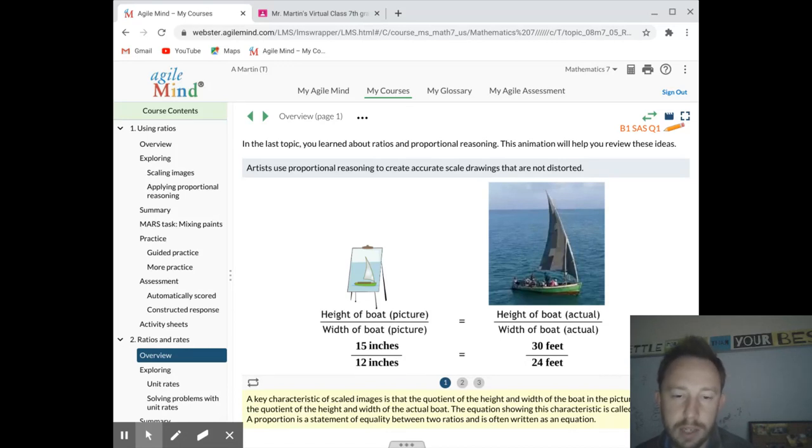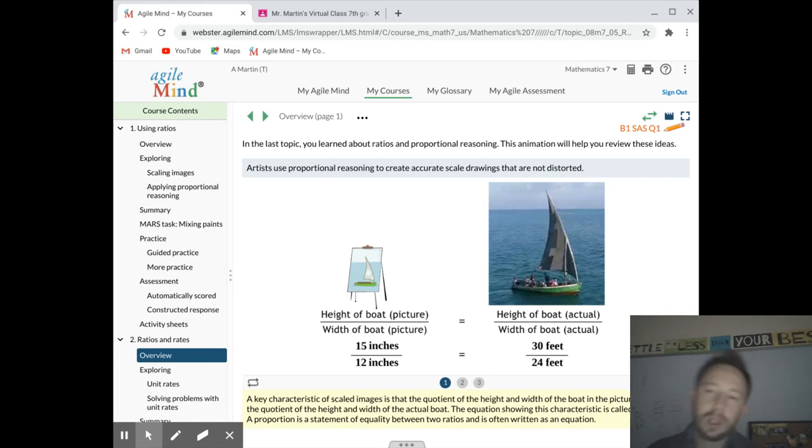Yes. All right. So it says, read that for us, please, Halen, in the yellow. A key characteristic of scaled images is that the quotient of the height and width of the boat in the picture is equal to the quotient of the height and width of the actual boat. The equation showing this characteristic is called a proportion. A proportion is a statement of equality between two ratios and is often written as an equation.